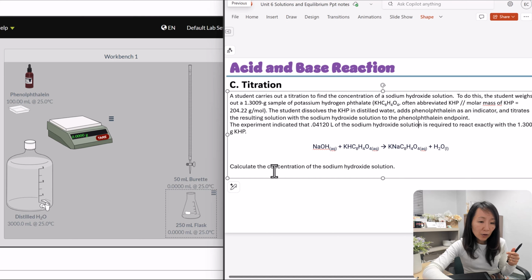Now it's asking us to calculate the concentration of the sodium hydroxide solution. Okay, so I hope you have an idea of what's going on. We put this base in here, but we don't know the concentration. It's asking for what the concentration here is.